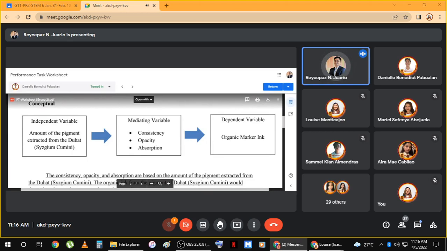The question is, can you explain the schematic diagram on the screen right now? Okay, sir. The independent variable, sir, is the amount of the pigment extracted from duhat, sir. The amount of pigment depends on how much we quarter, sir. And our mediating variable is the consistency, opacity and absorption. The dependent one, sir, is the organic ink result, sir. So the organic ink result depends on the mediating variable, which is the consistency, opacity and absorption, sir.